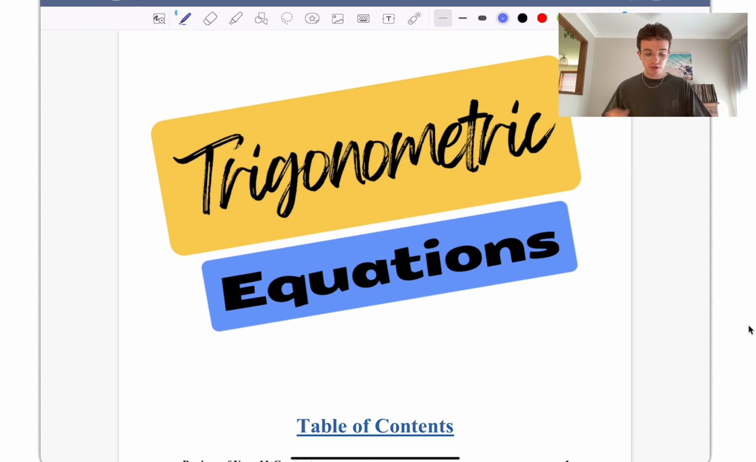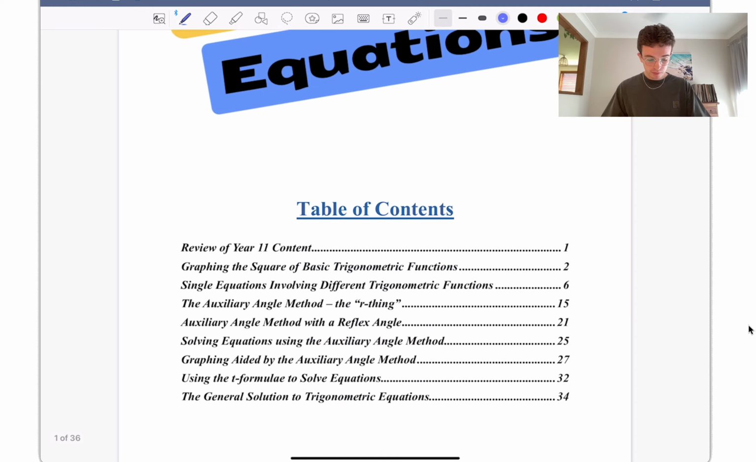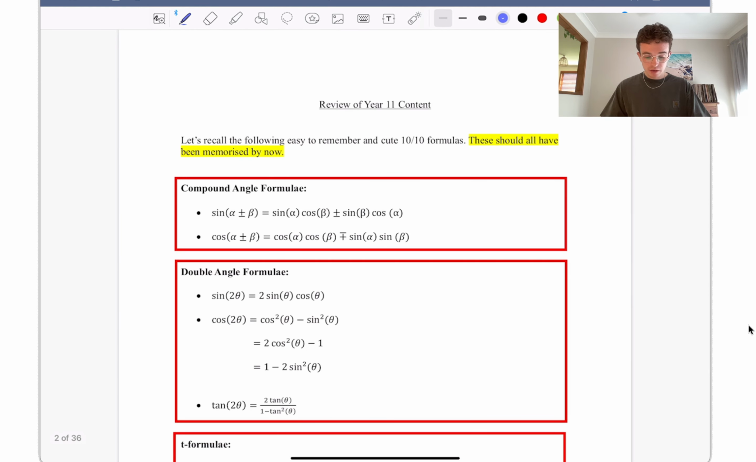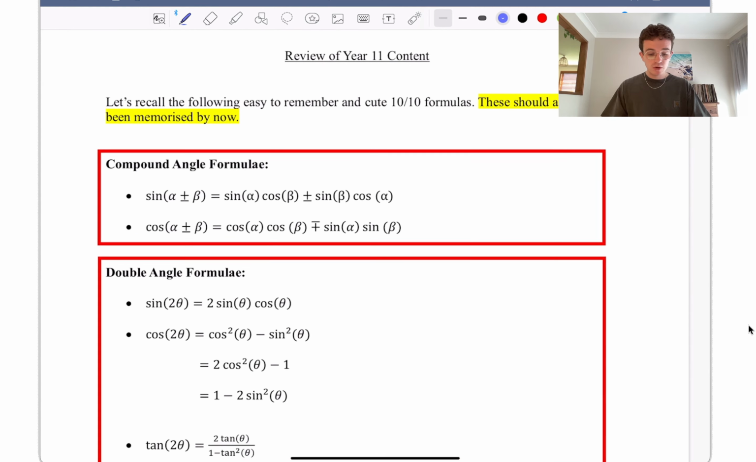Right, so today we're going to start our new topic of trigonometric equations. This Year 12 topic extends upon our knowledge of Year 11 further trigonometry, but then puts an equal sign on the end of it and helps us understand how to solve these expressions that have now become equations. So I'm going to quickly skip past this, a review of Year 11 content.